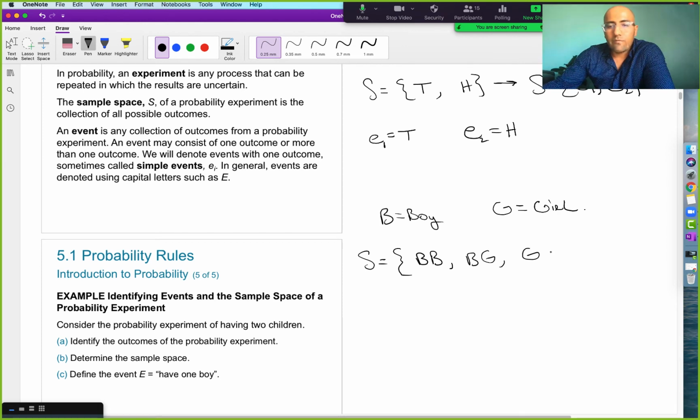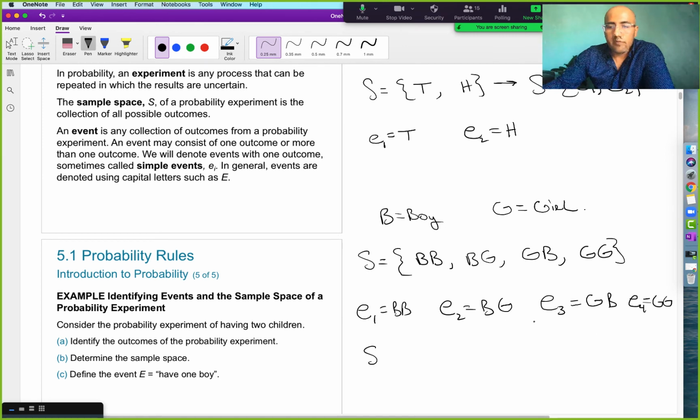Or it could be that the first one was a girl, the second one was a boy, comma. Or it could be that they were both girls, right? We've covered all the possible outcomes. There are four possible outcomes that make up our sample space. Good. Okay, any one of these individual events that can happen here are simple events. So simple event number one can be described as BB. Simple event number two could be described as BG. Simple event number three could be described as GB. And simple event number four could be described as GG.